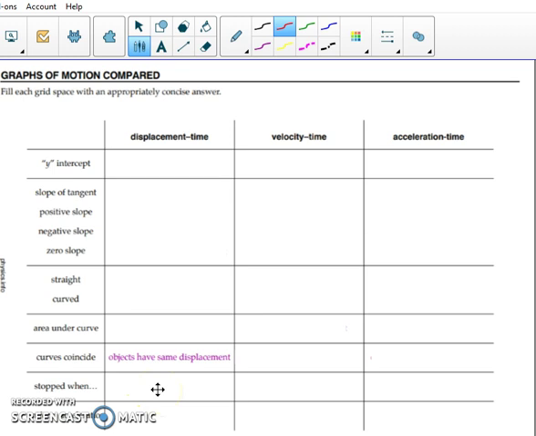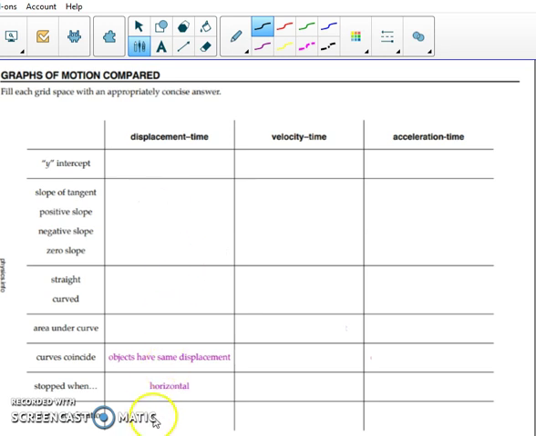Now, how do you know if the object is stopped? Well, we already talked about that, but it's when you have a horizontal slope. So when the slope is flat. It's moving if it's positive, it's going negative, or it could be even curving, but we all know that it's stopped when it has zero.